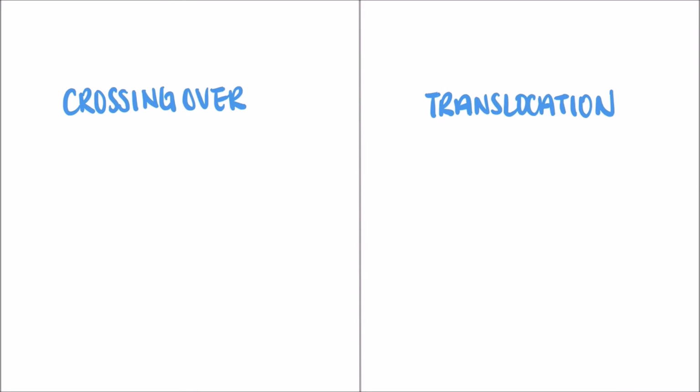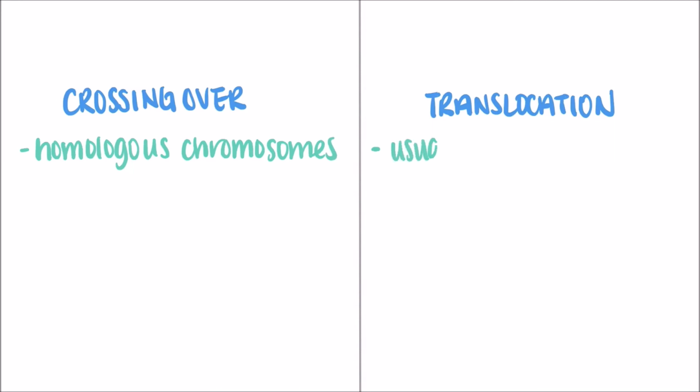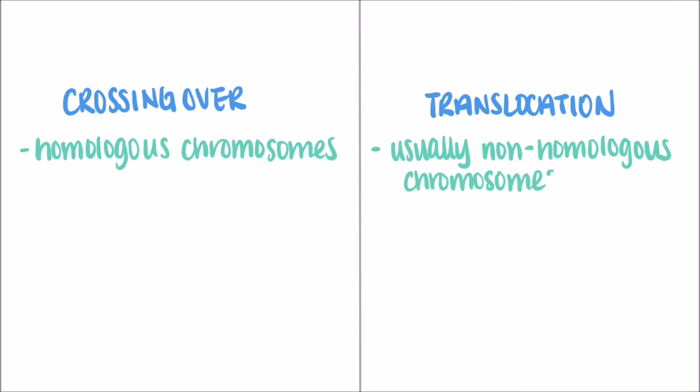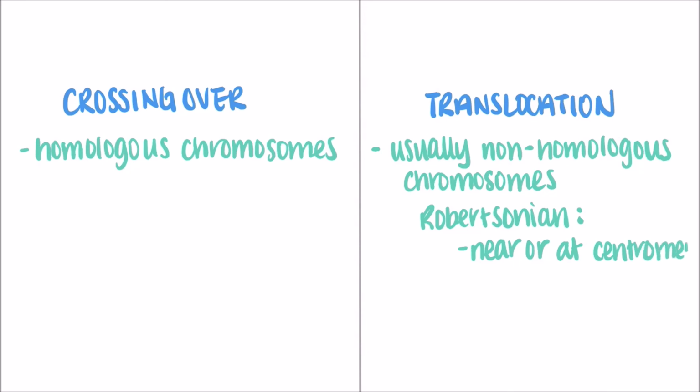Crossing over and translocation can also seem very similar. However, crossing over occurs between homologous chromosomes, while translocations generally occur between non-homologous chromosomes. Robertsonian translocations can occur between homologous chromosomes. However, they are translocations with breakpoints near or at the centromere, and only on acrocentric chromosomes.